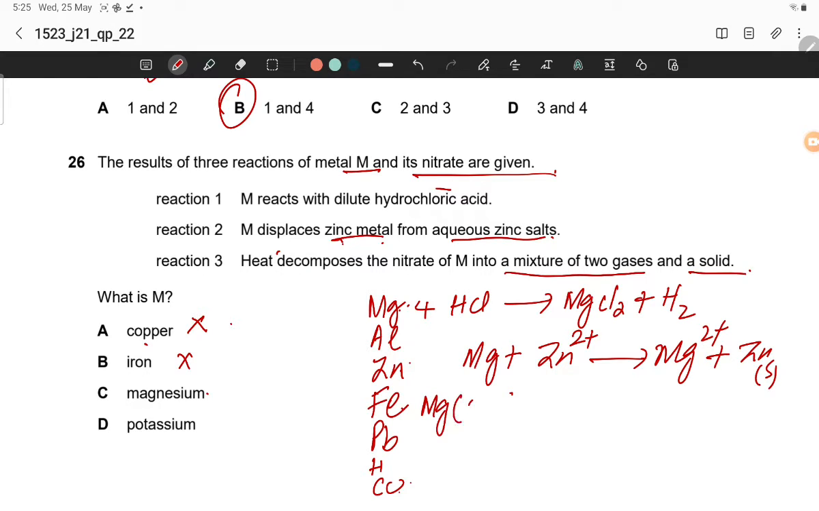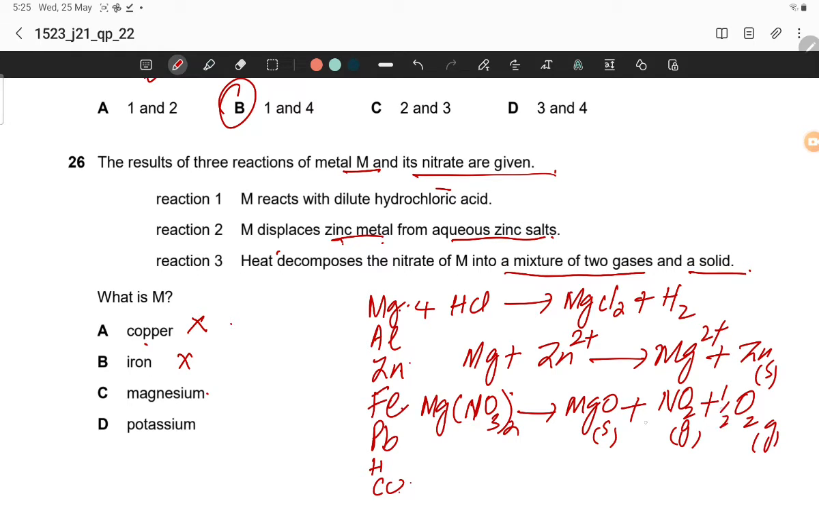Magnesium nitrate decomposes to form magnesium oxide plus nitrogen dioxide, a mixture of two gases and a solid. This is solid and this is gas, oxygen. So magnesium is the correct option. Potassium is an explosive reaction, so that's why we can't use it to displace zinc, because it is an explosive reaction. Because potassium is present over here in the reactivity series. Calcium.